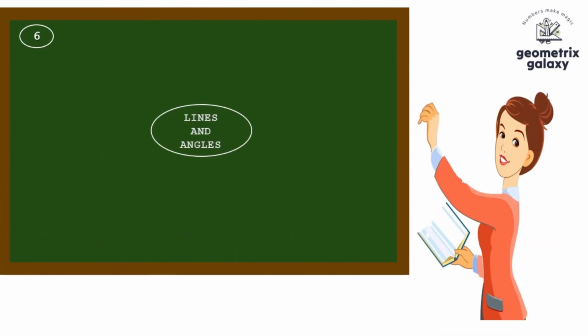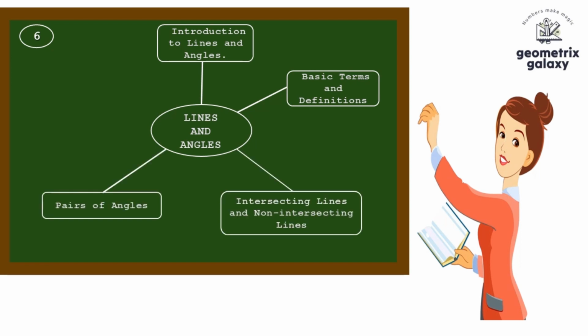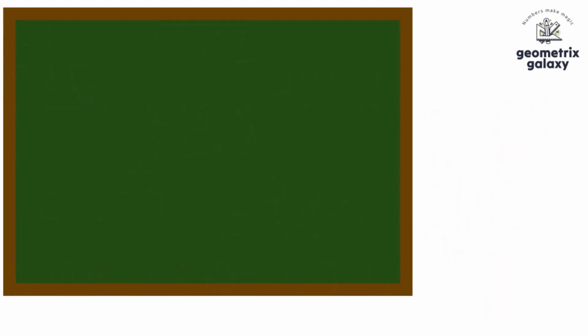Our sixth chapter is on lines and angles. In this chapter, we will study basic terms and definitions, intersecting and non-intersecting lines, the linear pair axiom, the vertically opposite angles theorem and their applications.